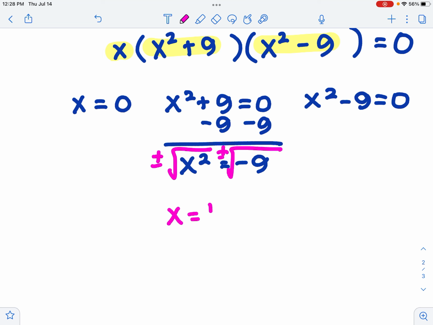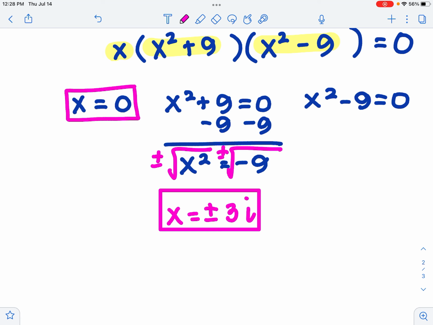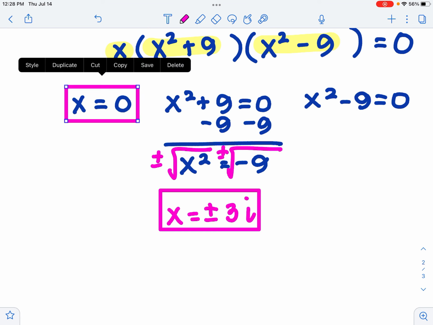X equals plus or minus. I know i is in my answer because it's the square root of a negative number. Now I just ask myself, do I know the square root of 9? I do. It's 3. So I have x equals plus or minus 3i as 2 of my solutions. X equals 0 as 1 of my solutions. So I have 3 so far.